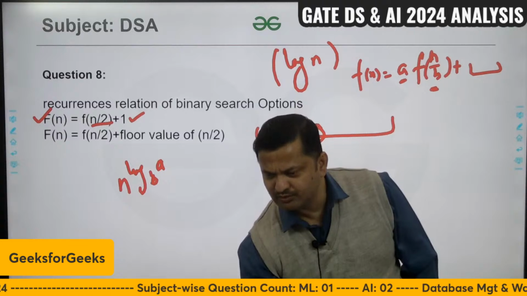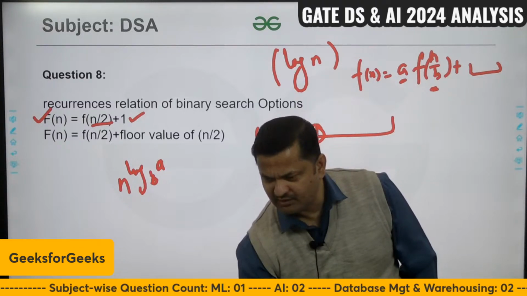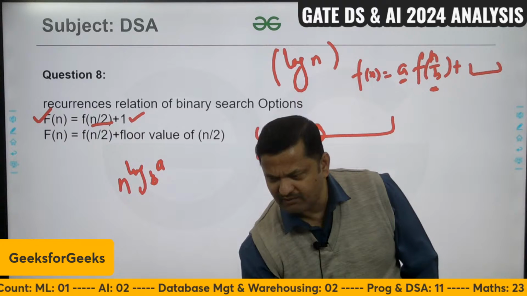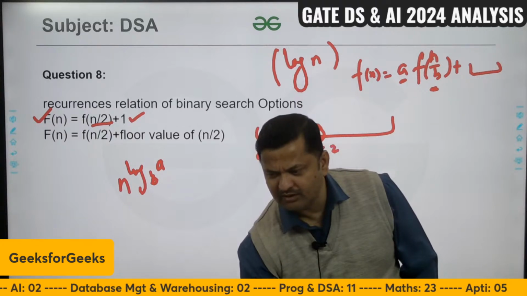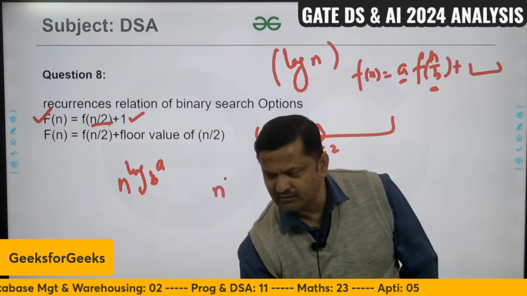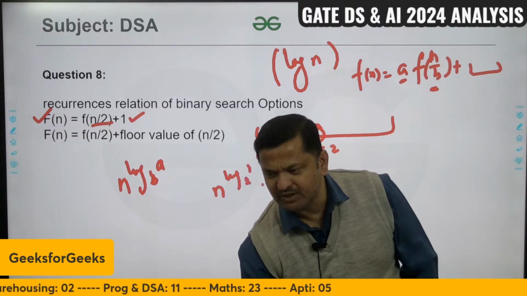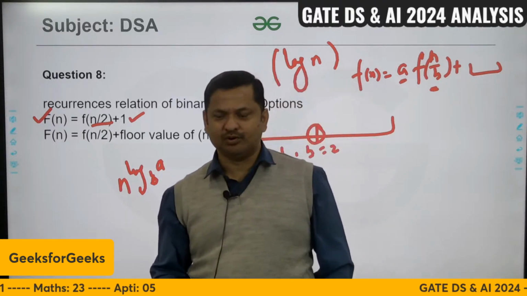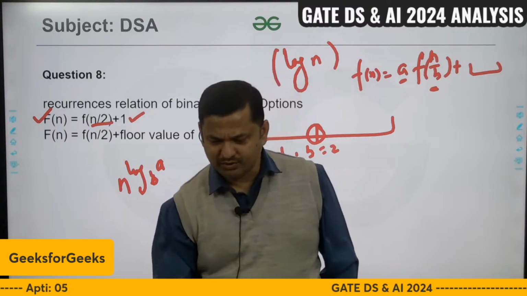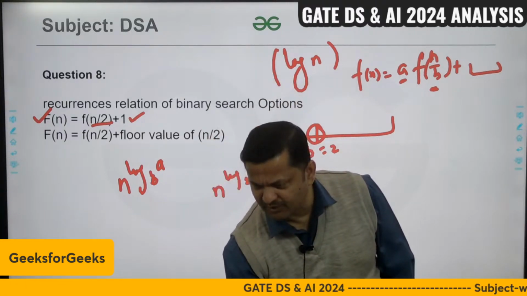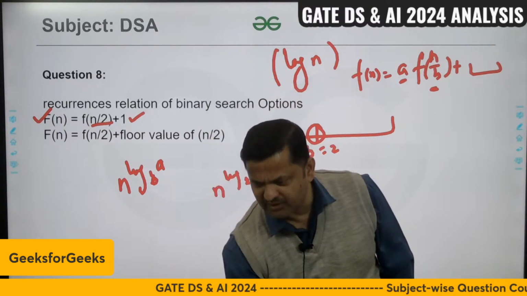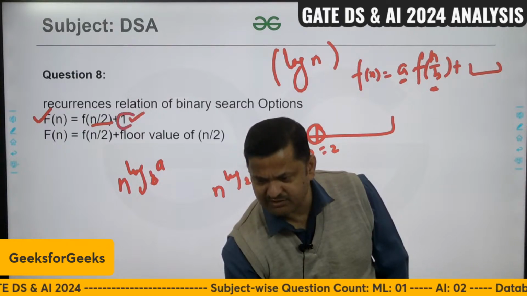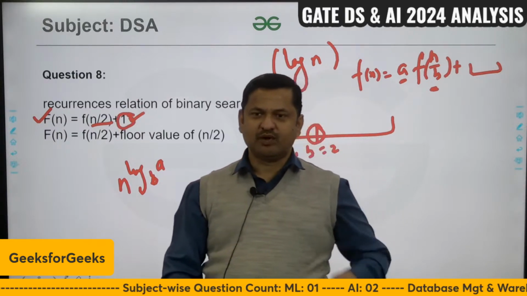Looking at this equation, in the first case a is nothing but 1 and b is nothing but 2. So we have to compute n to the power log 1 base 2, and that is going to be n to the power 0, because log 1 is ultimately 0. So n to the power 0 is a constant, equal to 1, and in this case it is equal to this parameter, this 1. So that is one of the cases.